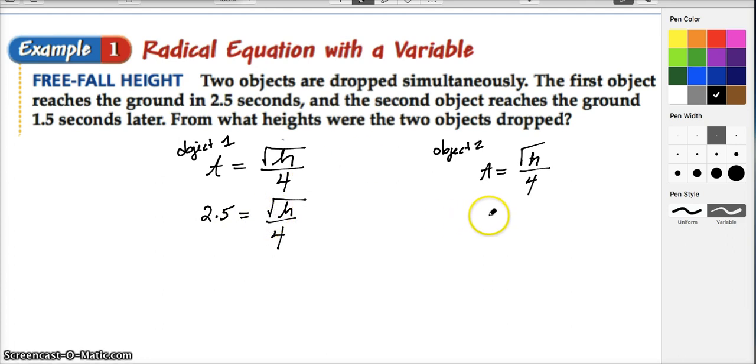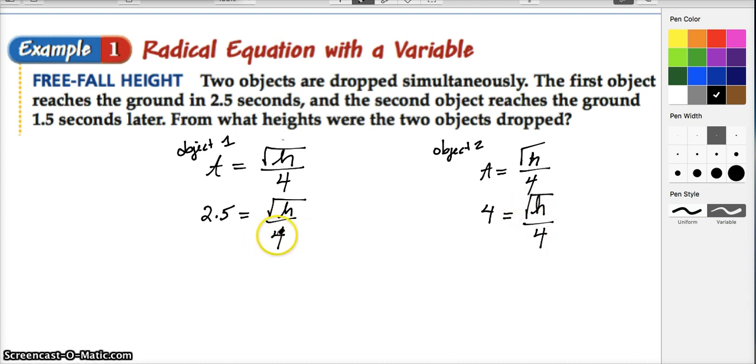Here, let's try the same thing. The temptation might be to put 1.5, but when we look more carefully at the problem, it says that the second object reaches the ground 1.5 seconds later. That means they were dropped at the same time. This one took a little bit longer to fall. 2.5 plus 1.5 is the amount of time that the second object was in the air. So when I add those two values together, I get 4 seconds total for object 2.